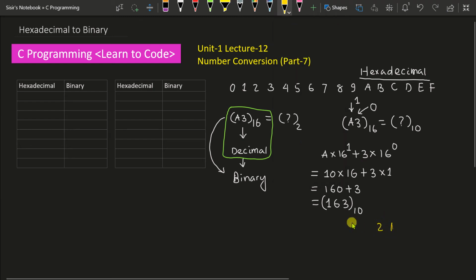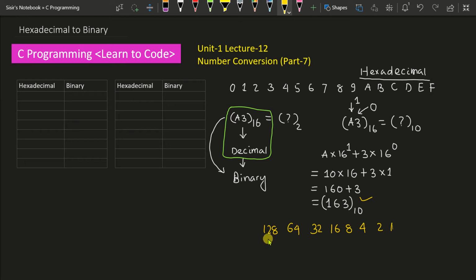1, 2, 4, 8, 16, 32, 64, 128. Then comes 256, but 256 is greater than 163. That's why we will not write the formula term 256. Among these numbers, I should add the numbers that make 163. Wherever a number is used to make 163, it will be marked with 1 and the remaining values will be 0.